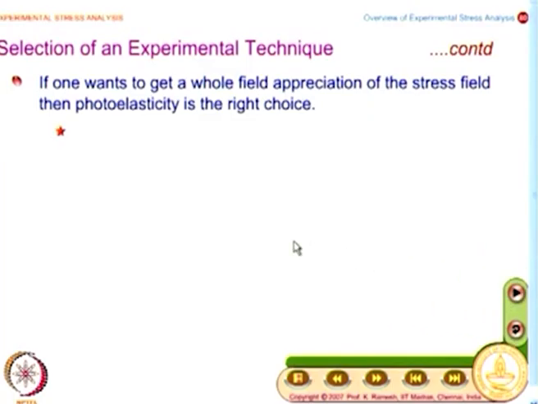And the choice is very clear. If one wants to get a whole field appreciation of the stress field, then photoelasticity is the right choice. If I use photoelasticity, I get sigma 1 minus sigma 2 contours. In fact, we have looked at for different problems of stress concentration, how the fringe field looks like. We could see for a circular hole, elliptical hole and a crack, and we could quickly appreciate crack is more dangerous. It gives you that information, you get a feeling for it.